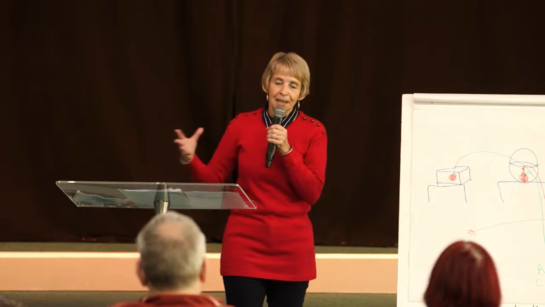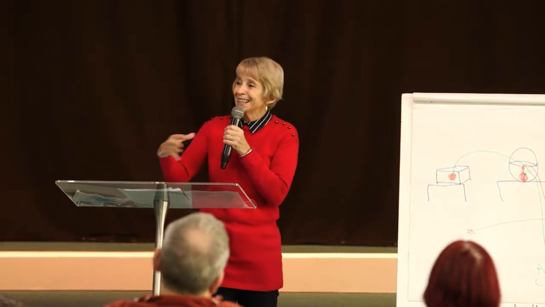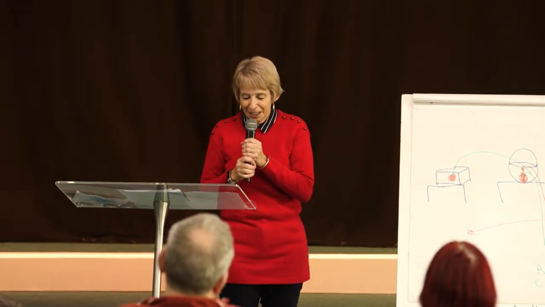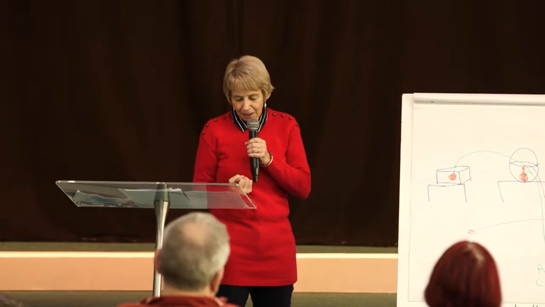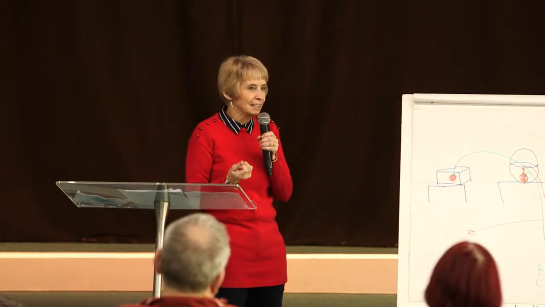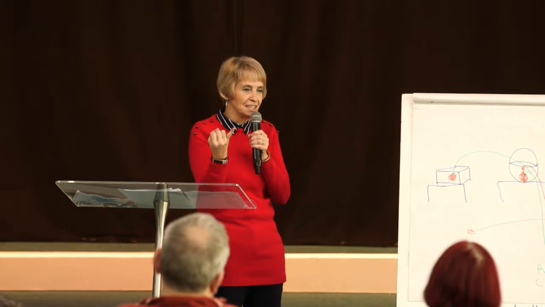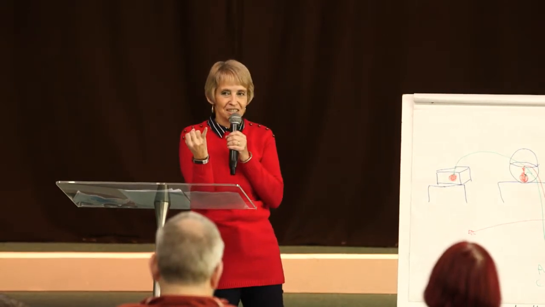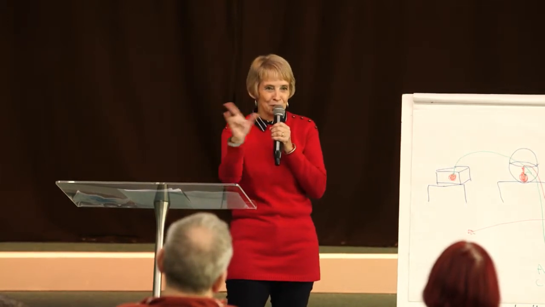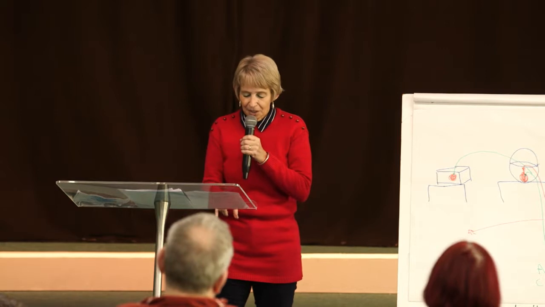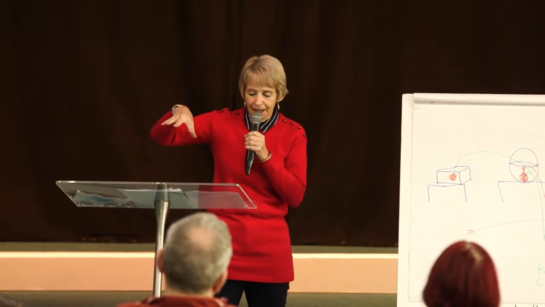Then we have cluster B, which is far more what we encounter in many ways. It's characterized by dramatic emotional thoughts and erratic actions and behaviors. So these are people that have borderline personality disorder. It's borderline because there's such a borderline of emotional dysregulation. Narcissistic, histrionic, antisocial. That's cluster B.